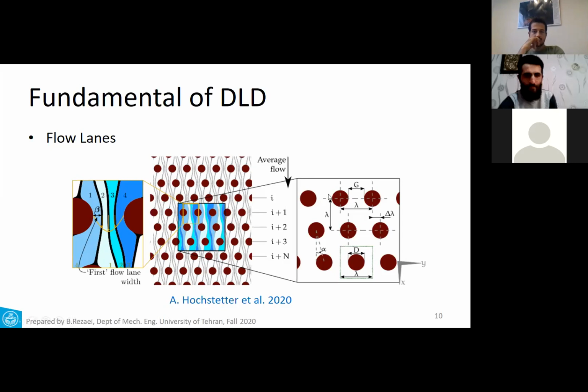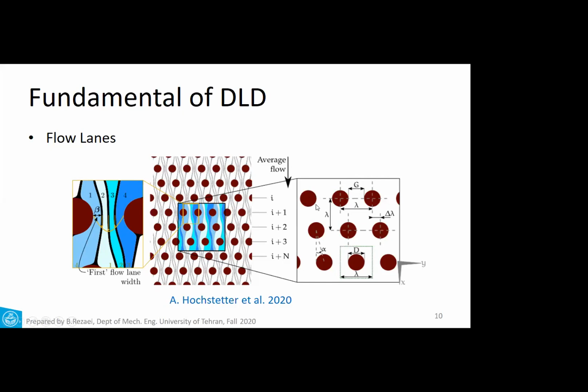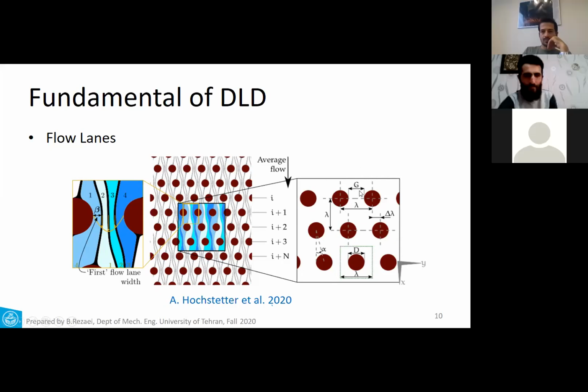In the right picture, you can see the main parameters of its design. There is a row, and between every 2 circles, the center to center distance is called lambda, and the gap is shown here by the letter G. And there is a lateral gap, and this is why there is "lateral" in the DLD. You see there is a delta lambda. We see a delta lambda shift from the previous row in every row.